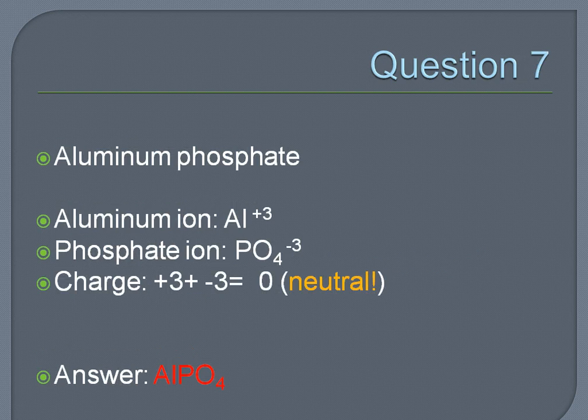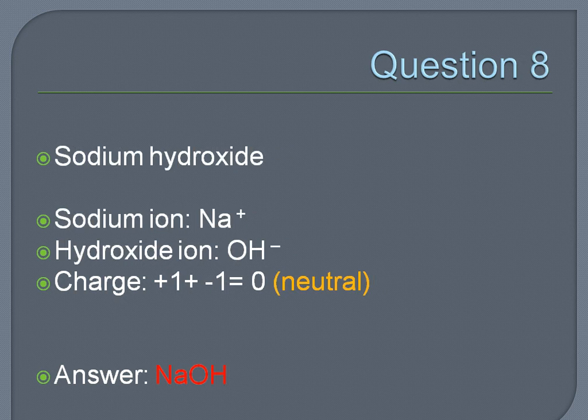Question 7. Aluminum phosphate. An aluminum ion has a +3 charge and a phosphate ion has a -3 charge. +3 plus -3 is 0, which is neutral, so our formula would just be AlPO4.